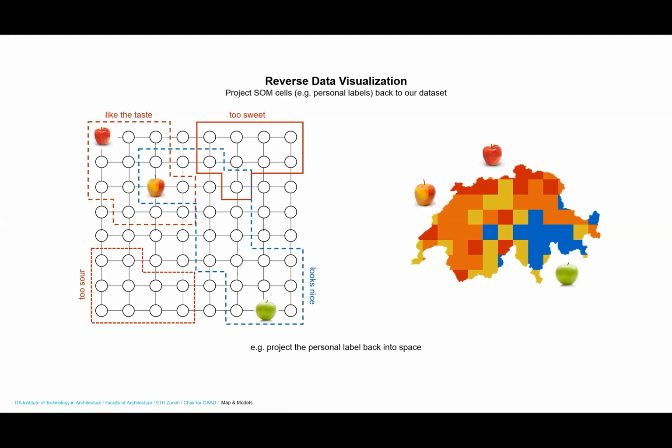So for example, if the apple data are collected with geo coordinates, then we know these apples are planted in this area, and those apples are planted in that area. Based on our own personal labels, we can color these areas according to our personal taste. Then, for example, we can have a map of apple producers that shows our preferences on top of these apple producers.